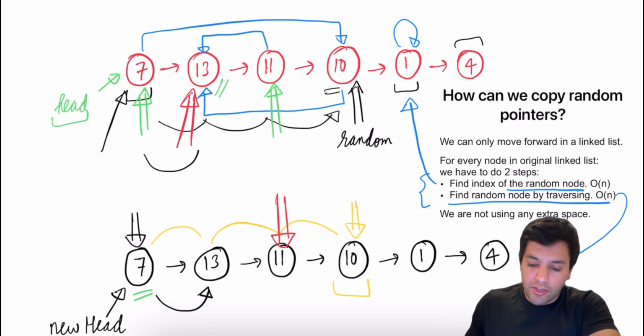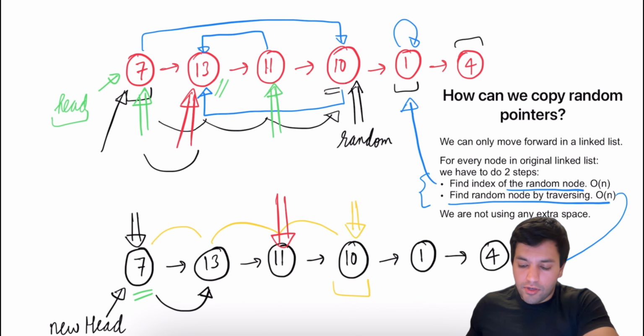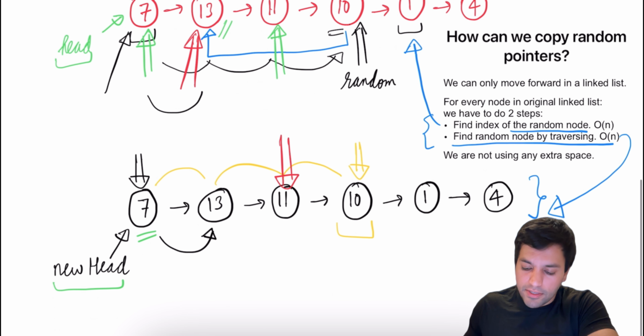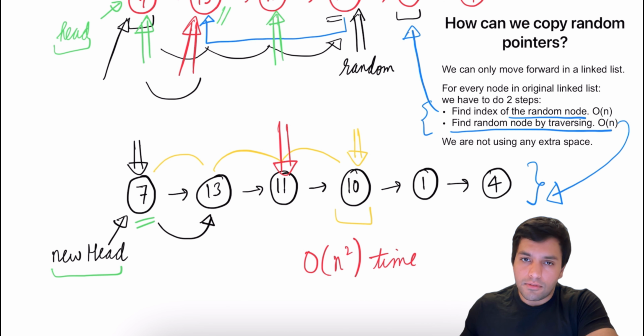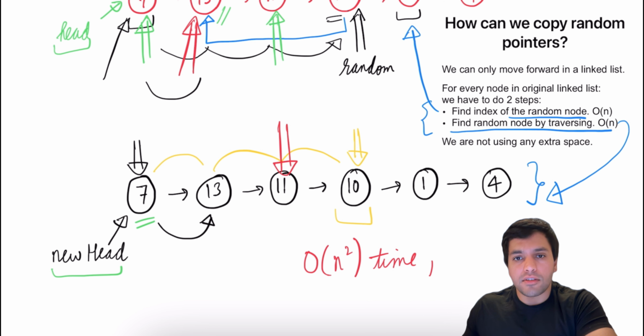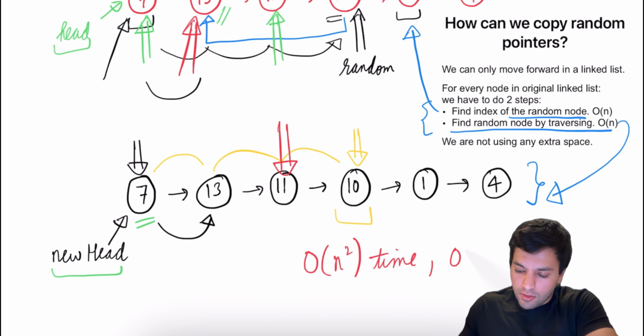As we are iterating over our original linked list, we are also iterating over our new linked list. As we are iterating, we are performing two steps, and so this is going to lead to a time complexity of O of n square. We are not using any extra space other than creating new nodes, and we don't count creating new nodes as extra space, so it's just going to be O of 1 space.